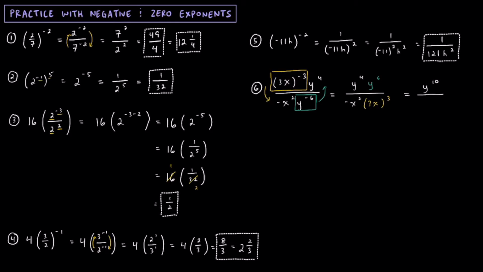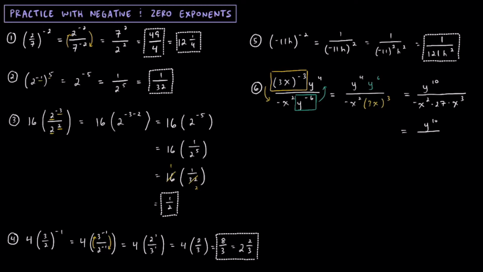In the denominator, we have this negative x squared that we didn't touch, and then 3x to the 3rd power, that's 3 times 3 times 3, so that's going to be 27. And then x to the 3rd power is just going to be x to the 3rd power. So I'm going to make this a little longer since I had a lot more going on down there. And then in the numerator, we still have this y to the 10th. We can't really do anything with that.